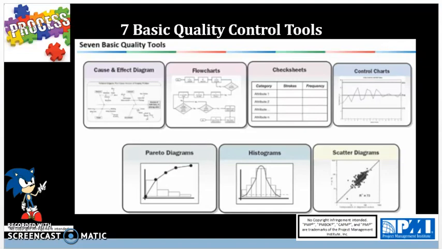Then you have control charts, which are used to determine and make sure that we are creating a product, service, or result within a specification given by the customers.